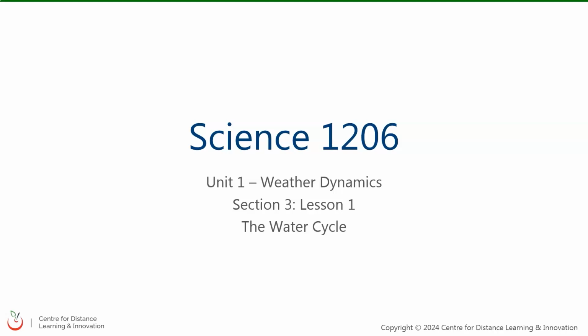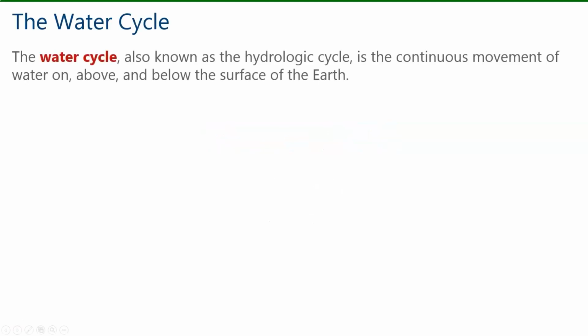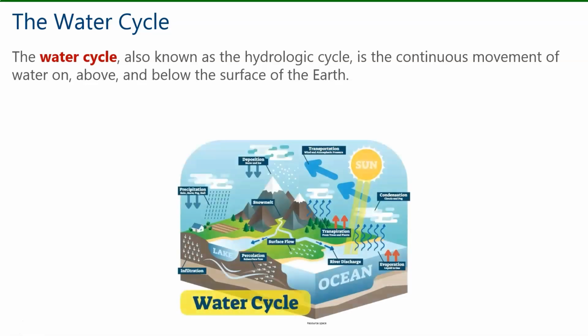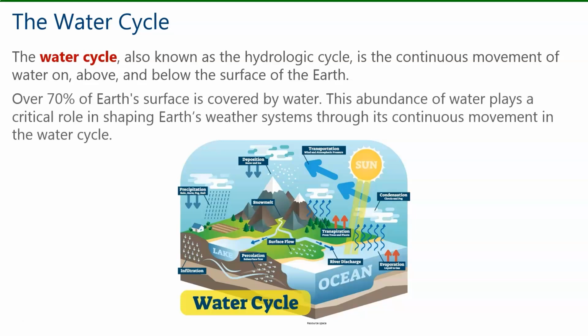So let's begin. The water cycle, also known as the hydrologic cycle, is the continuous movement of water on, above, and below the surface of Earth. Over 70% of Earth's surface is covered by water. This abundance of water plays a critical role in shaping Earth's weather systems through its continuous movement in the water cycle.